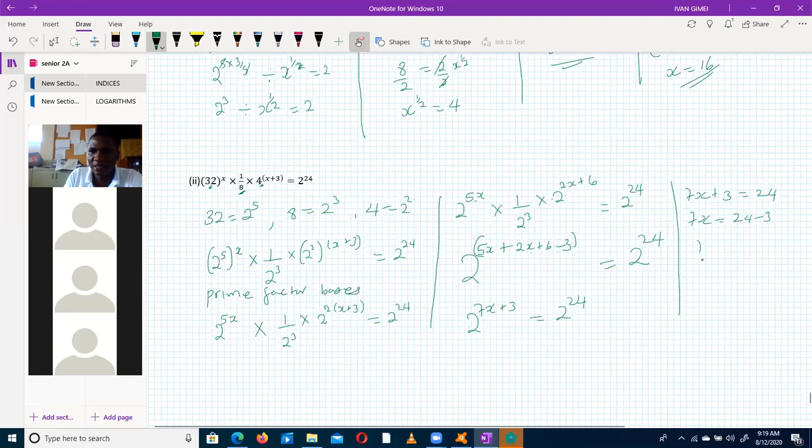And lastly, divide by 7, divide by 7. We shall end up with x equals 3. And there you'll have solved. That's what you were supposed to do in the previous exercise that you were supposed to look at. So this marks the end of indices.